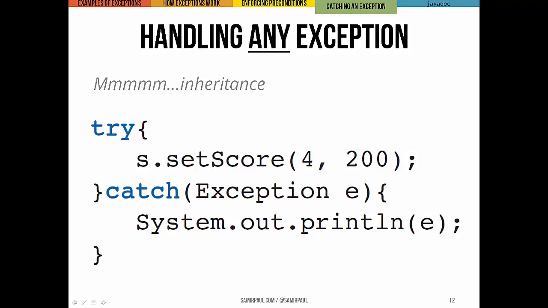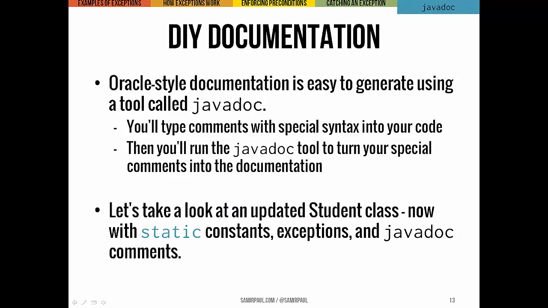So it doesn't matter what setScore throws, they're all subclasses of exception, and therefore it doesn't really matter. We'll print it out no matter what.